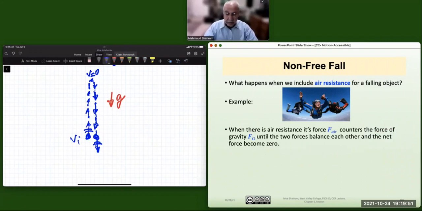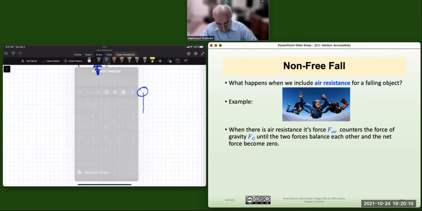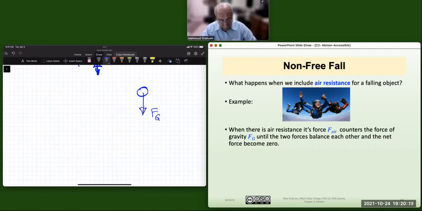Let's look at a realistic situation, in which we have air resistance, air drag. So what happens then? Well, we have a force of drag. When the object is falling down, the force of gravity, Fg, is always downward, but the force of drag, Fd, is upward.